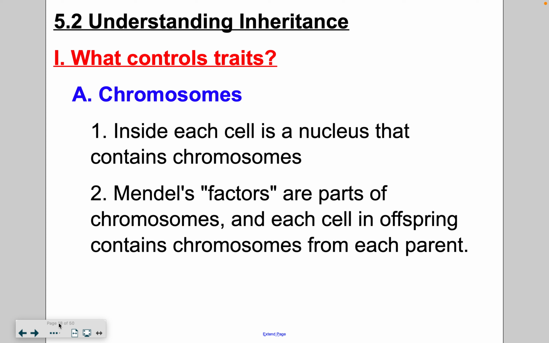So first off, what controls traits? So remember, traits are characteristics that are found on an organism. And the bottom line is that these traits are controlled by chromosomes, the DNA. So remember, inside each cell of a eukaryotic organism is a nucleus that contains chromosomes. And Mendel didn't know anything about chromosomes in the 1850s. He called chromosomes factors, okay? That there were 2 factors involved for the trait being shown in that pea plant. And so Mendel's factors are parts of chromosomes, and each cell in offspring contains chromosomes from each parent, hence the 2 factors, one from mom, one from dad.